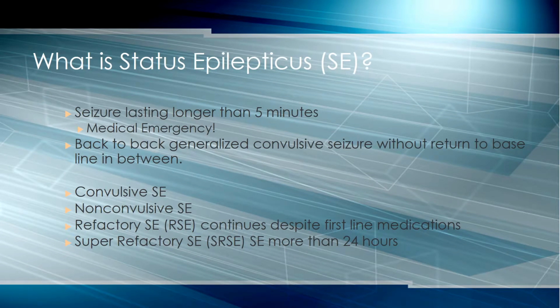So what is status epilepticus or status or SE? It's a medical emergency. Seizures that last longer than 5 minutes or back-to-back seizures without returning to baseline. And of course, there are different types of status, convulsive and non-convulsive. That's pretty self-explanatory. Refractory happens when we try to treat the seizure with Ativan and an AED like Keppra, and it persists. Don't worry, the medications are coming up. Super refractory status persists longer than 24 hours.